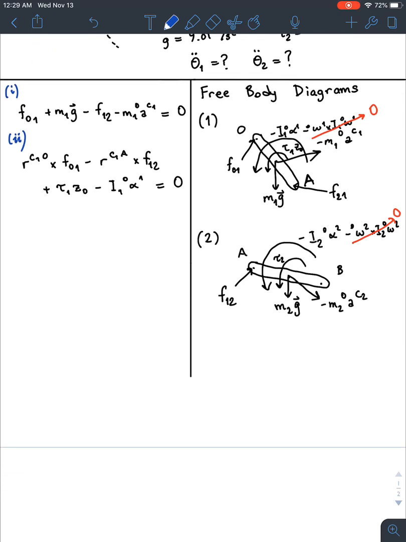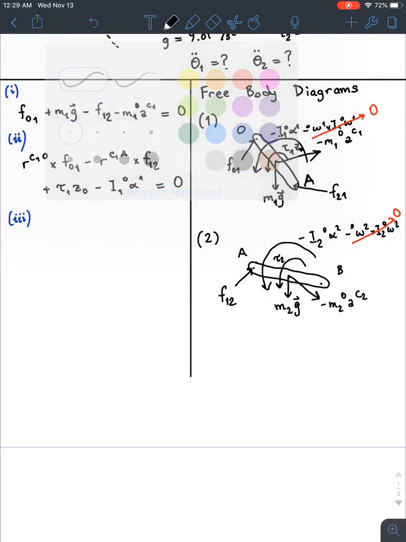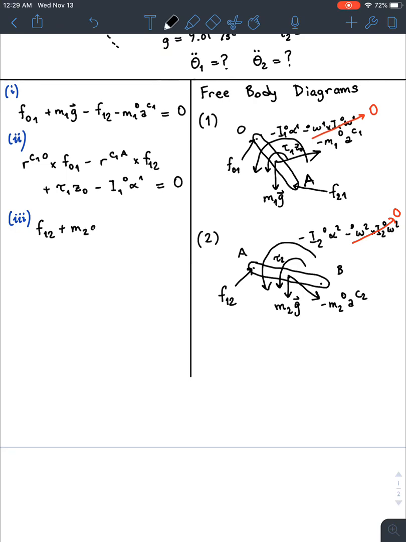Okay. The third equation is going to be the force balance for the second rigid body. The force balance for the second rigid body reads what? F12 plus m2 times the gravitational acceleration vector minus m2 times acceleration of the point C2, yeah, equals 0.